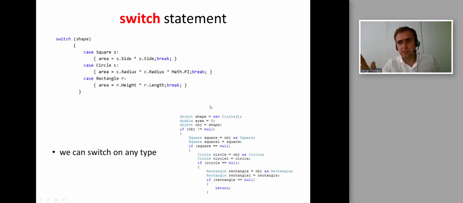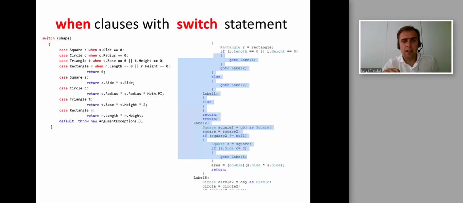Later you will have this presentation, so don't worry. Additionally, we could use when clauses with the switch statement. Syntax you could see on the left side. The compiled code you could see on the right side. The same basis, I mean, it uses the as keyword to try to cast. But you see the structure is more complex. It uses goto, labels, and so on.